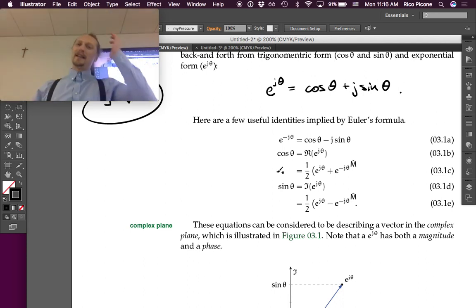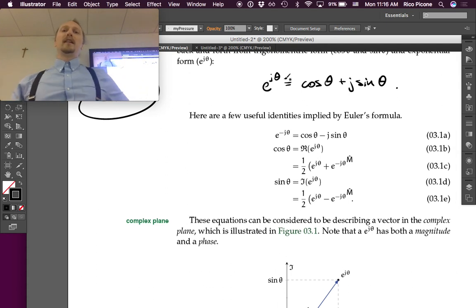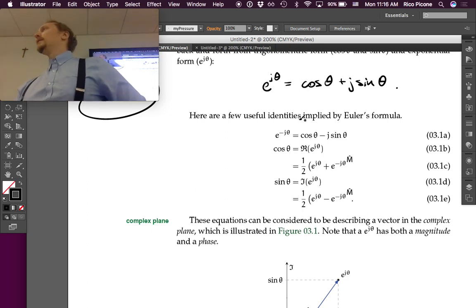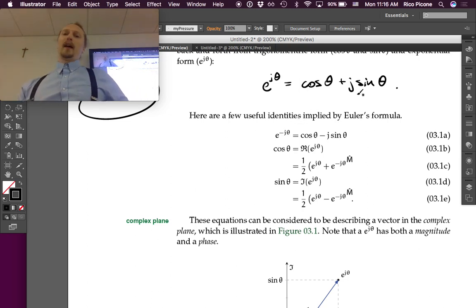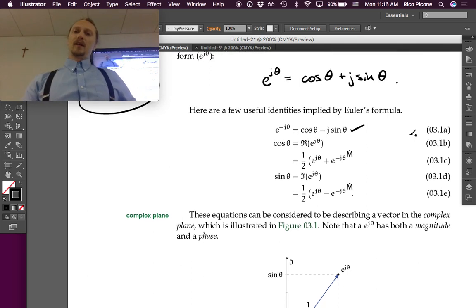here are a few useful identities implied by Euler's formula. If you make theta negative theta, it's e to the negative j theta. If you substitute negative theta in over here, cosine of negative theta is just cosine of theta because it's an even function, right? And sine of negative theta is just negative sine theta because it's an odd function. And so you have this expression. So I just derived that in words. Would you like that? Okay.